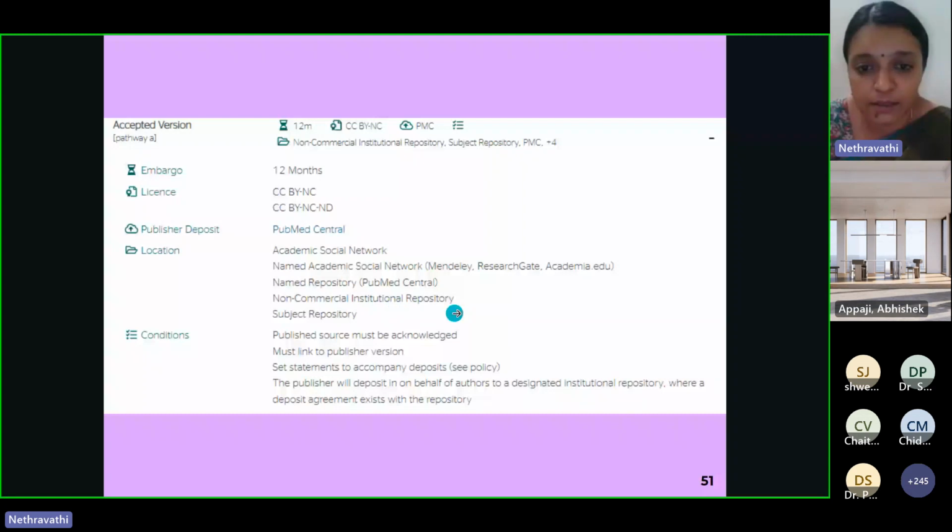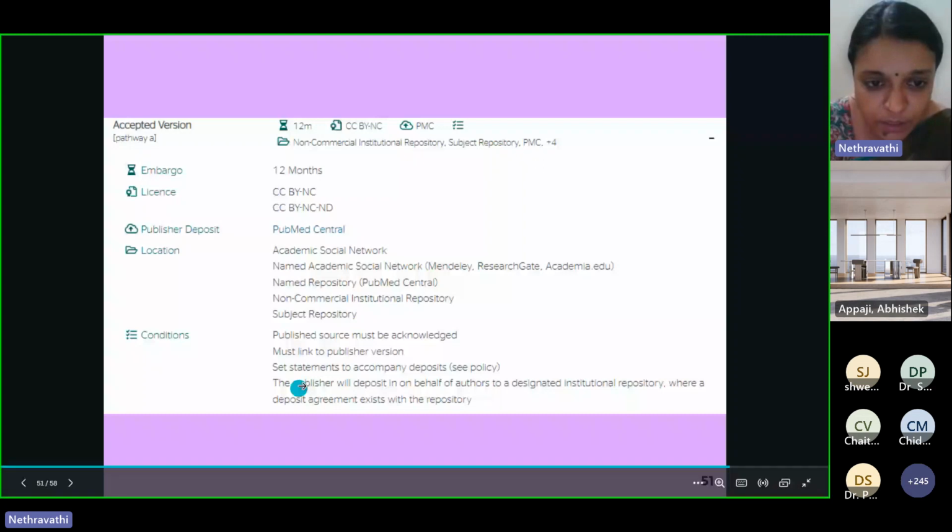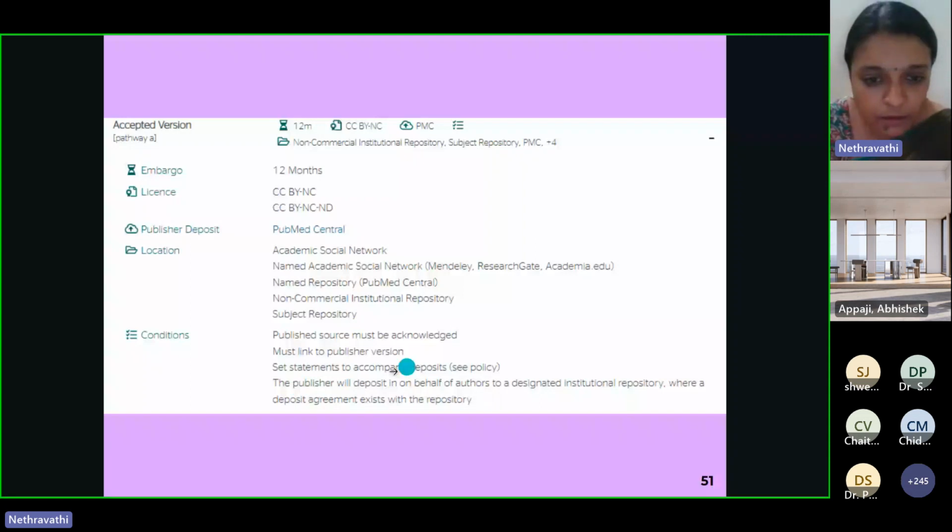My colleague Dr. B Venkatesh will talk about the institutional repository in tomorrow's session. So it can be in a non-commercial institutional repository or a subject repository. But again, conditions come. What are the conditions? Published source must be acknowledged, you must link to the publisher version, and then the conditions about the deposits. So this is about the accepted version.